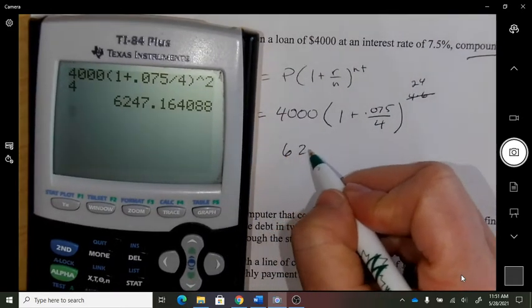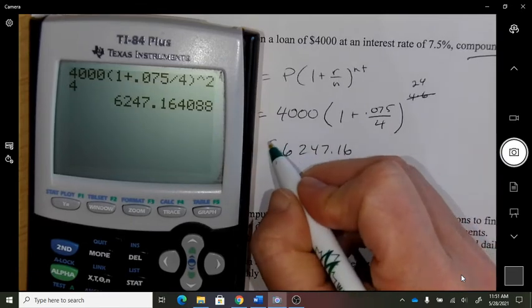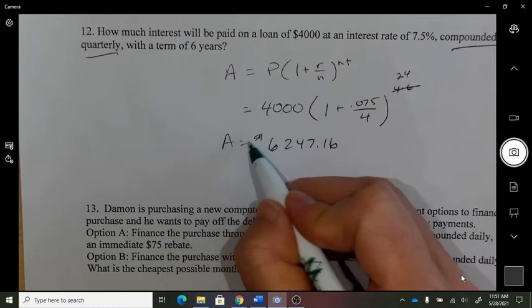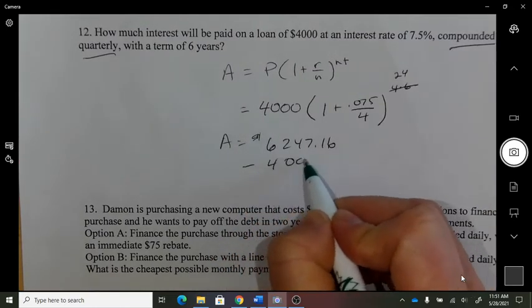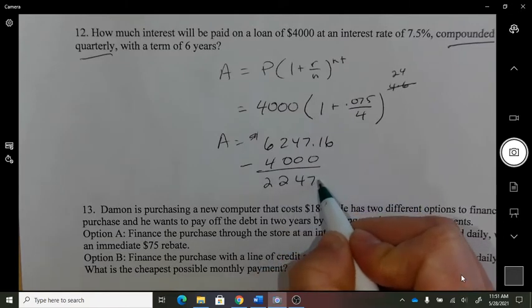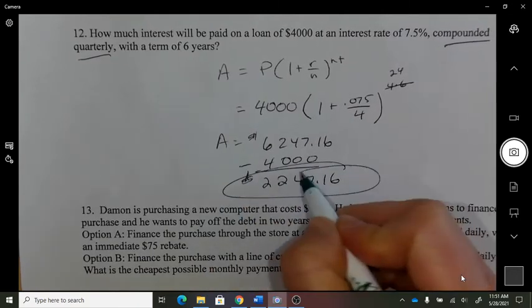So this is the cost at the end, but the interest, so that's the final. So the interest is that I take off the original. So that's the interest.